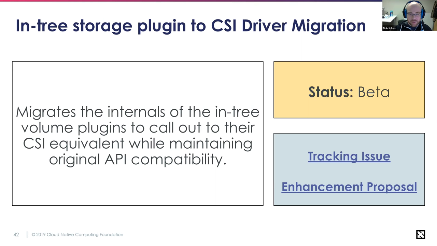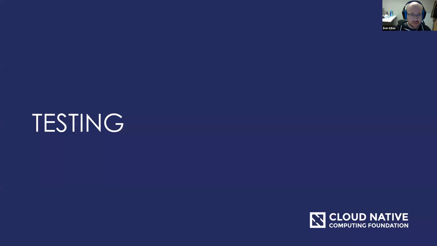So this enhancement aims to move the remaining internal logic out of tree while maintaining the original API compatibility to minimize other code changes. Right now, the plan is to do some minimal changes in 1.18 and then push to graduate to stable in 1.19.